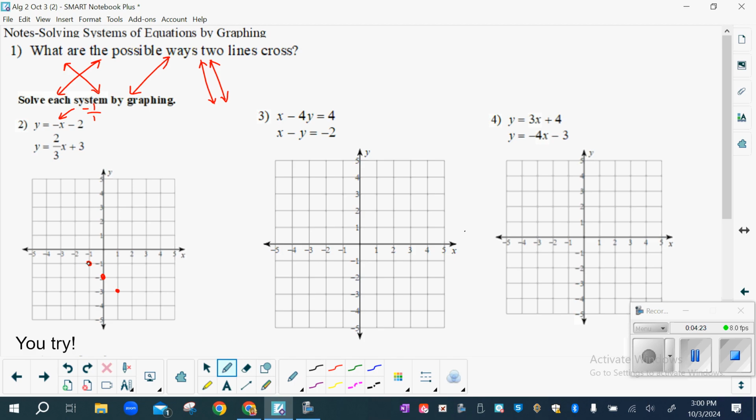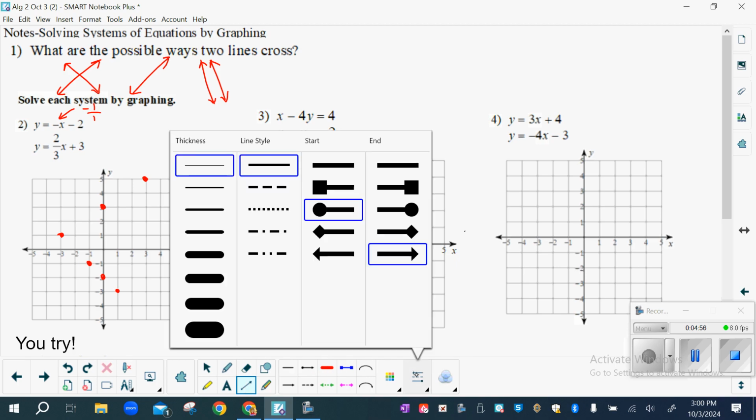So now graphing this line, what's my y-intercept on that one? 3. So we start at 3. And our slope is 2 over 3. So from there we go up 2 and right 3. So now I'm going to draw my two lines. Down 2, and what direction 3? Left 3. That's good. I like that you're thinking about where they intersect.